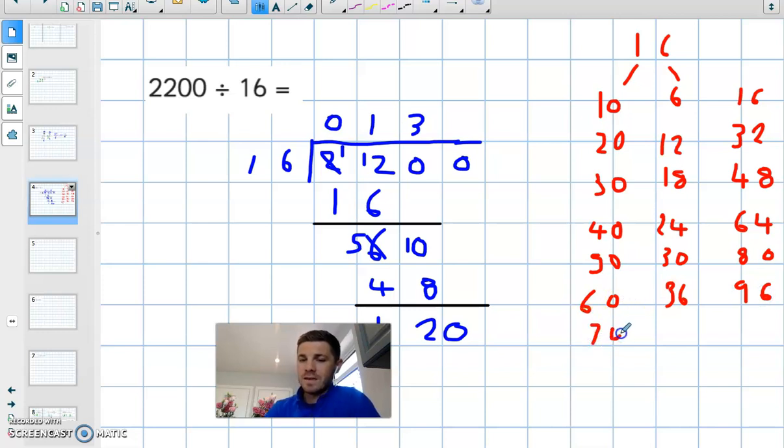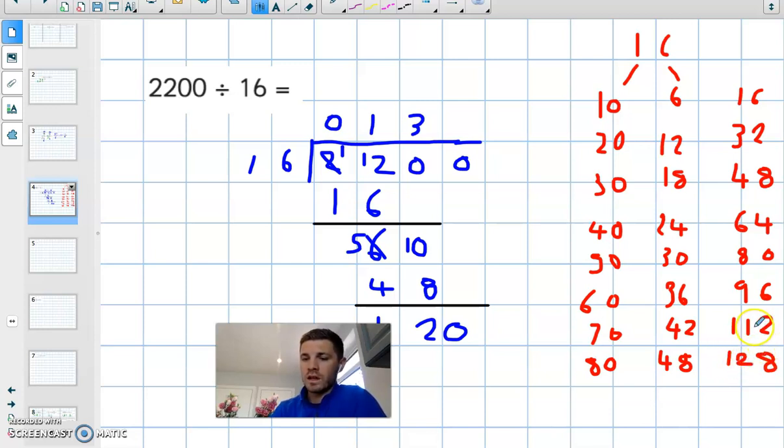So 70, 42, add them together, that's 112 I'm on, 80, 48, add them together, 128 I'm on. So now I'm above 120.